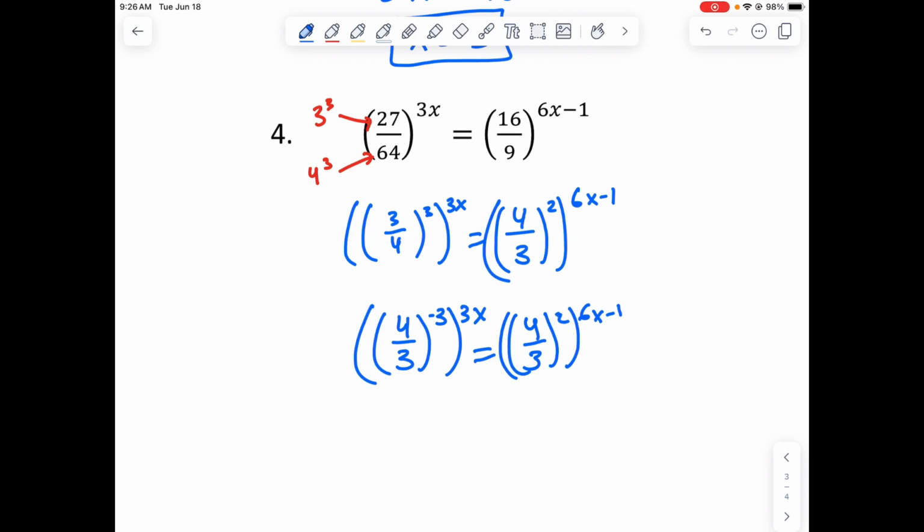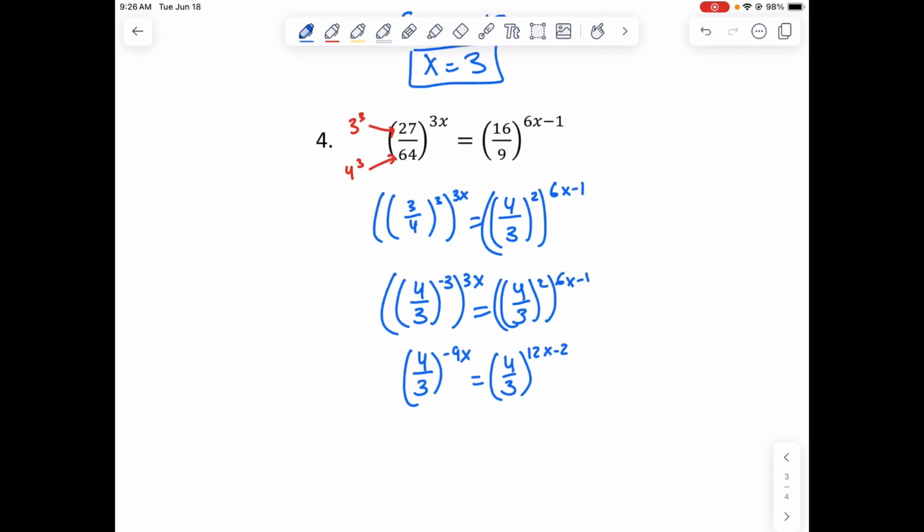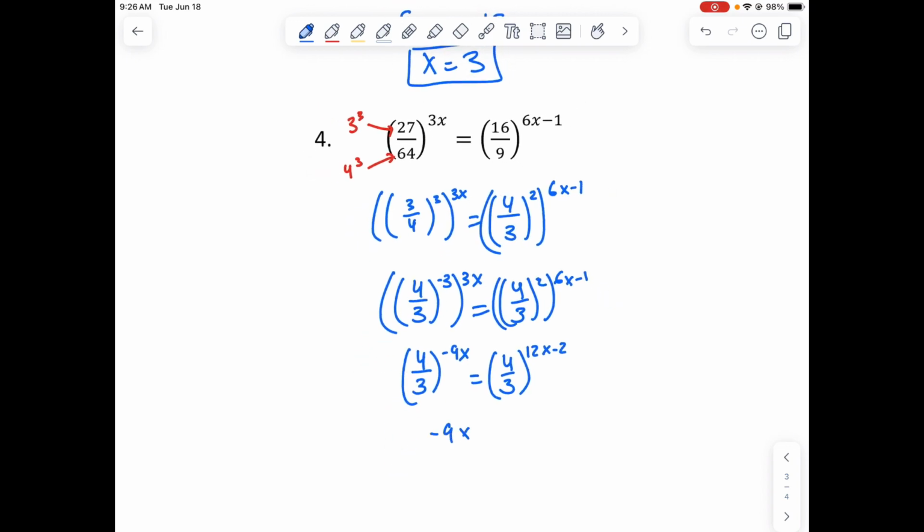You don't need all these parentheses, but I do think it is helping me to stay more organized here. So I have 4/3 to the negative 9x equals 4/3 to the 12x minus 2. And so we'll set those two exponents equal to each other. Negative 9x equals 12x minus 2. Subtract the 12x from both sides to get negative 21x equals negative 2. And then divide by negative 21, and we get x is 2 over 21.